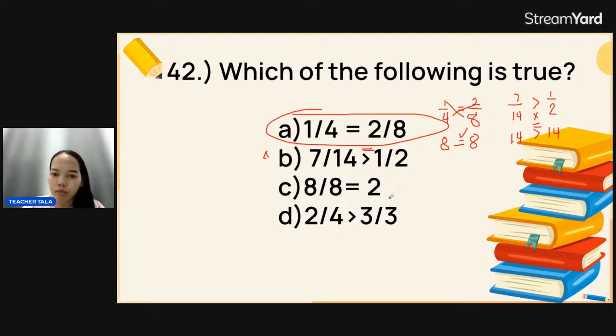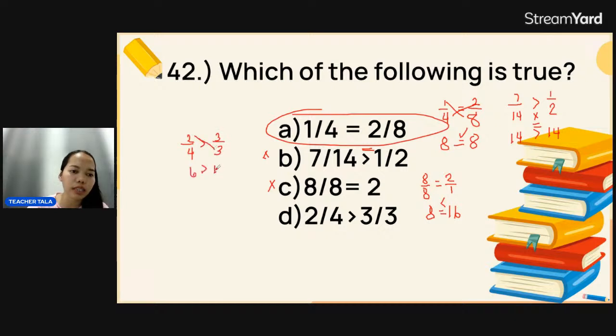Next, letter C. 8 over 8 is equal to 2. And in math, whole numbers always have 1 as denominator. So 8 times 1, that's 8, is equal to 16. So it's not equal, it should be less than. 8 is less than 16. So this is wrong. Next, 2 fourths is greater than 3 over 3. So now let's multiply 2 times 3, 6, 12. No, it's not correct. It should be less than. So the answer is letter A. Only letter A is correct. It's true.